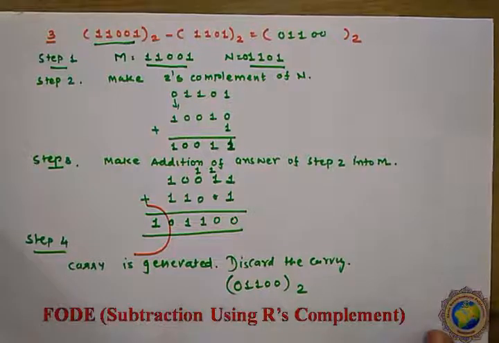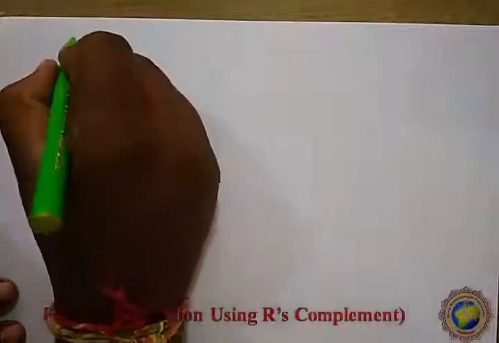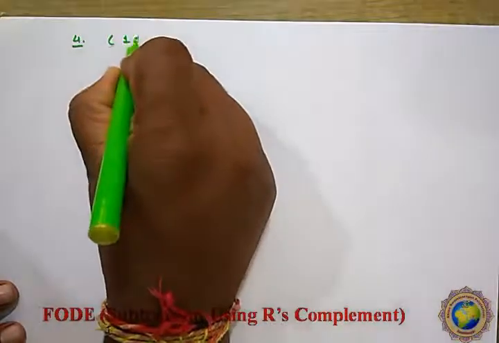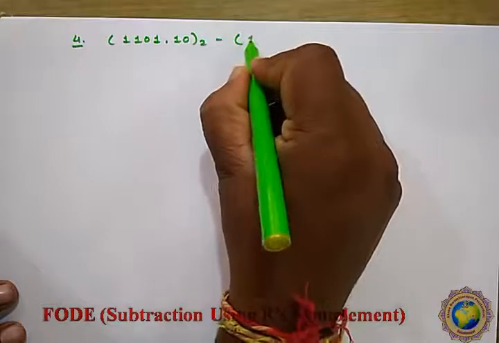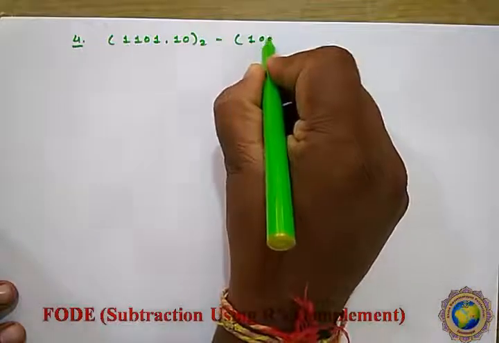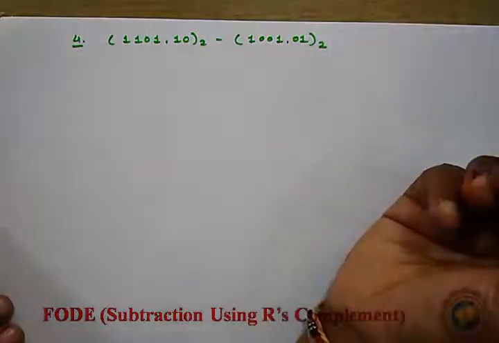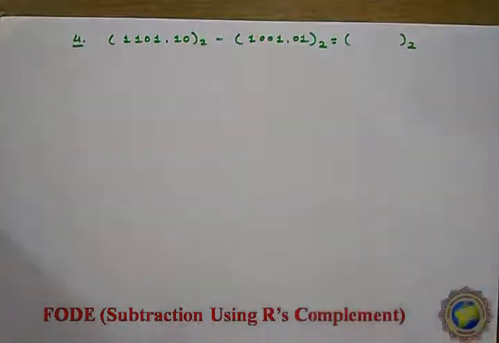Further we go to example number 4. The example number 4 that is suggested is 1101.10 minus 1001.01. These are the two numbers and they are to be subtracted from each other. Okay, we have to subtract these two numbers.